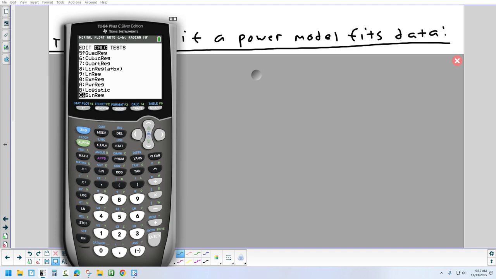logistical models, getting into trig modeling. There's all different kinds of ways you can take a set of data and figure out, is there a pattern to it? Okay? We're going to focus on what's called a power regression. The power model.